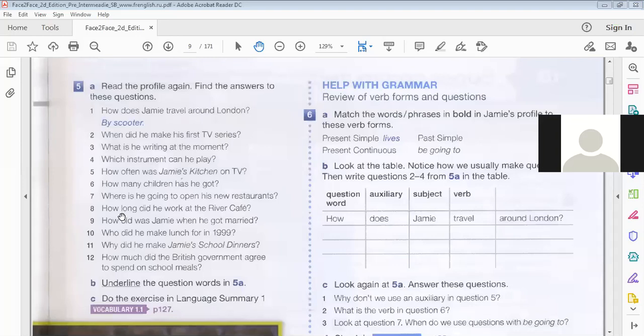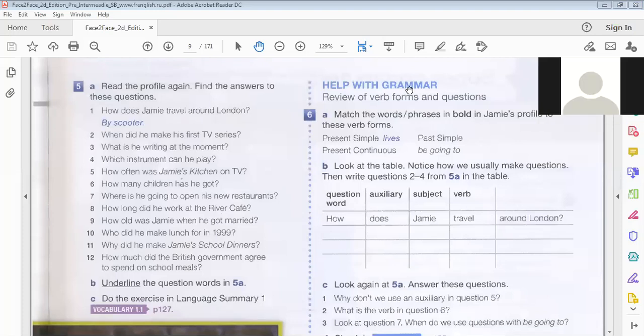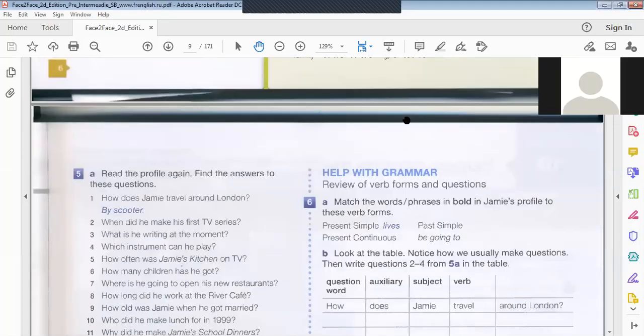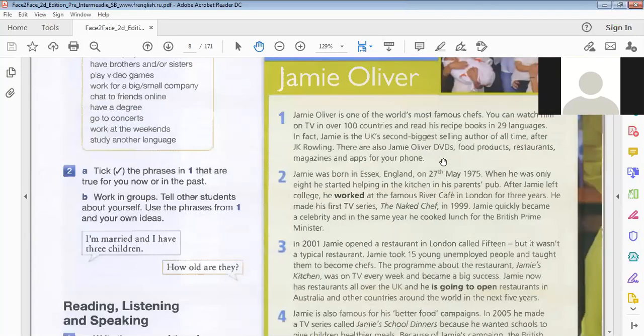Next question. Number 8, yeah. How long did he work at the River Cafe? He worked for 3 years. 3 years? I can't remember how many years. Let's check. It's in paragraph 2. Yeah, correct. He worked for 3 years. Let me just underline it for all of you to see. So he worked at the famous River Cafe in London for 3 years. Okay, that's correct.